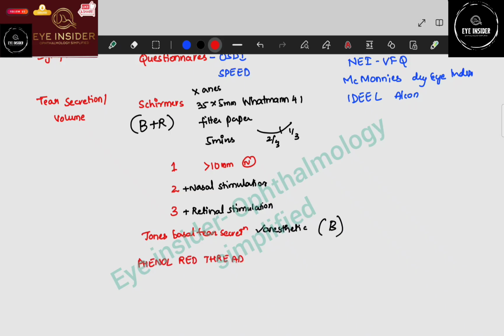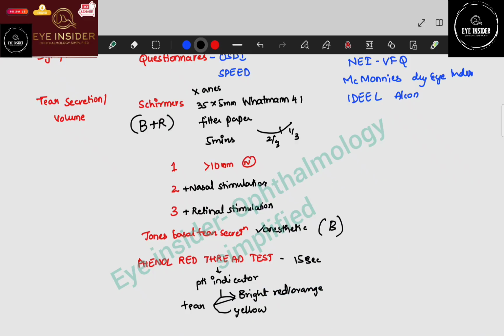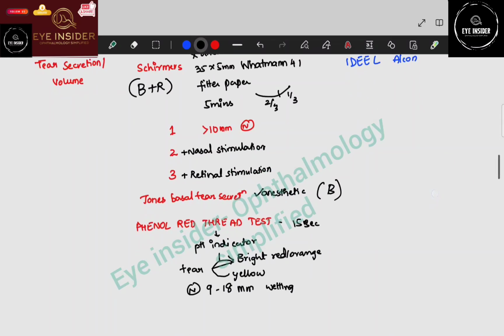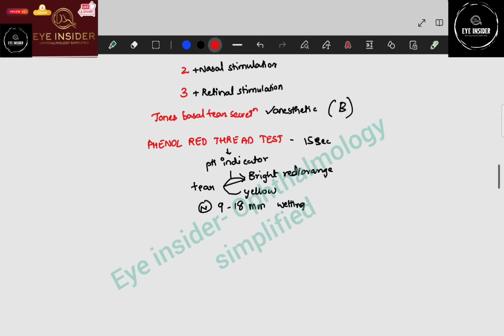Then we have another test, that is the phenol red thread test. So in this test, a pH indicator is used. The thread has the indicator which turns from yellow color into bright red or orange color when it comes in contact with the tears. So normal wetting is 9 to 18 mm. This is checked after 15 seconds.